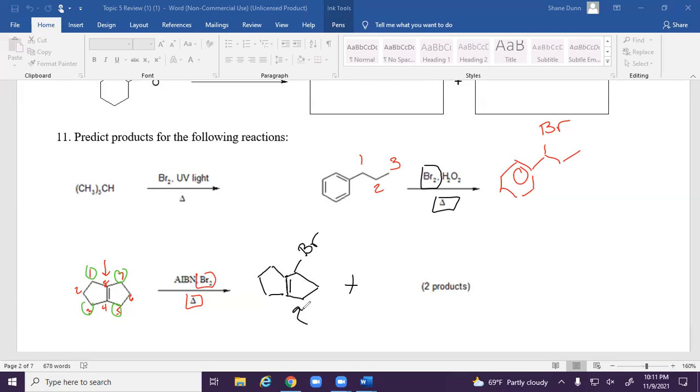So radicals want to be on allylic, benzylic, or tertiary. Are there any tertiary carbons on this molecule? No. What about that guy and that guy? Are they tertiary? Yeah, so that's why I originally said to put the bromine on there. You are correct, you would.